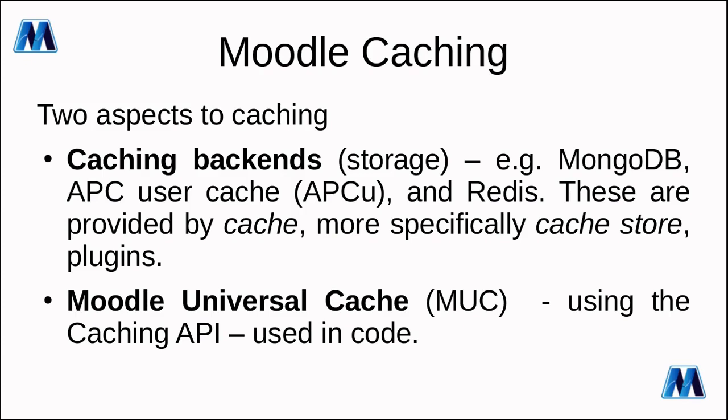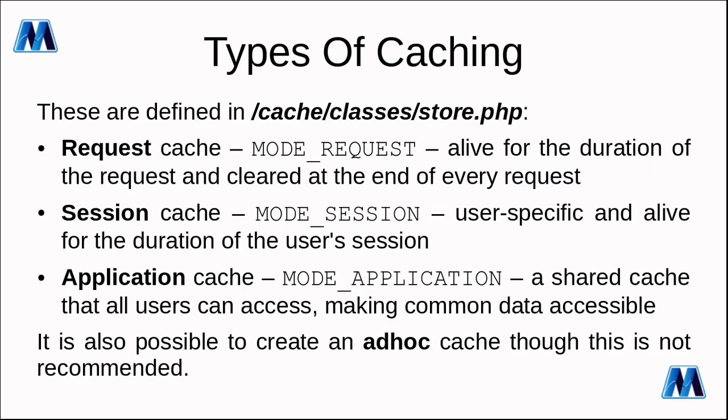So let's talk about Moodle caching. There are two aspects to Moodle caching. There are the caching backends, which are the storage bits like MongoDB, APC User Cache, and Redis. These are provided by Cache Store plugins. Then there's the Moodle Universal Cache, which uses the caching API, which is used in code. The types of caching are defined in the cache classes store PHP.